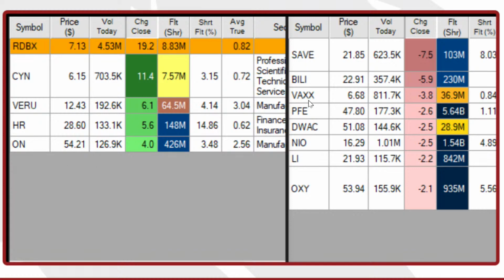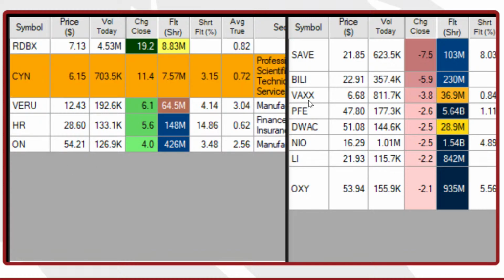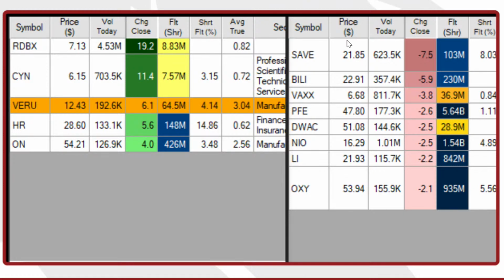On the down list, we do have a couple of Chinese stocks I see here, Billy, Neo, Lee. So we'll take a look at that. And also DWAC, Oxy, and Save. All of these we looked at some point in the last couple of weeks. We're very familiar with some of these tickers, except VAX. Don't know what that is, but we'll find out shortly.